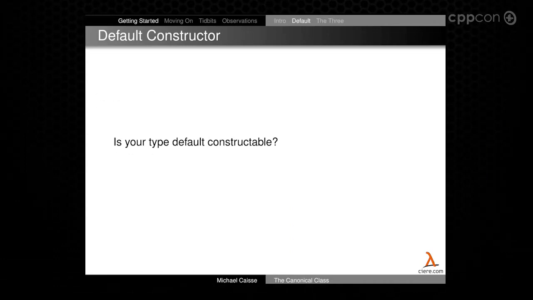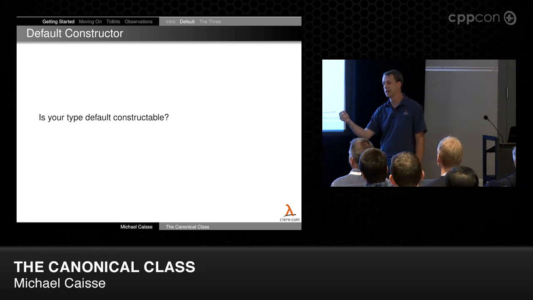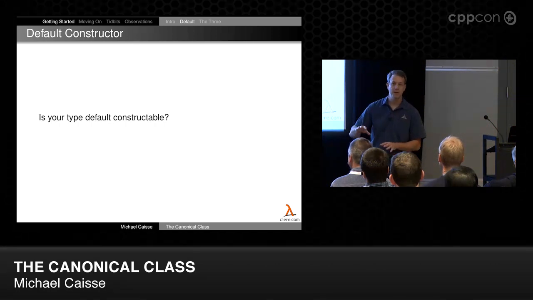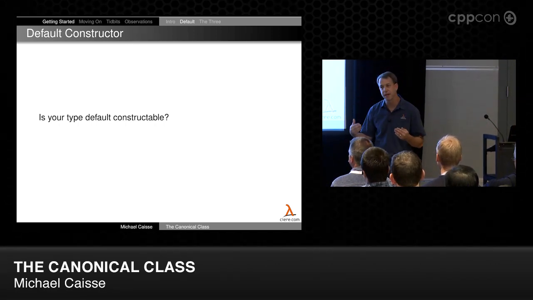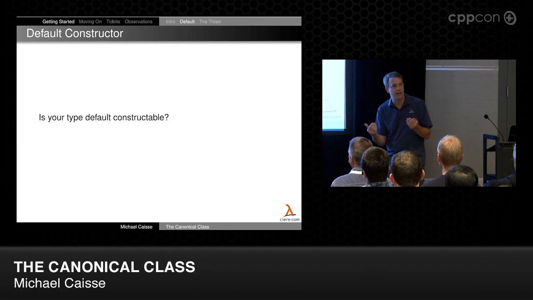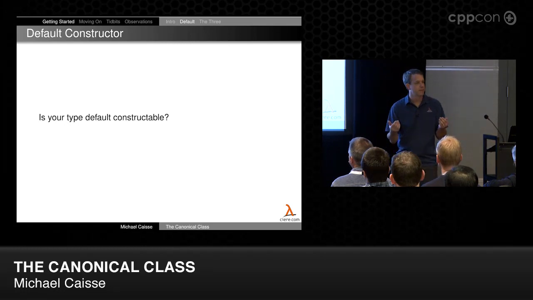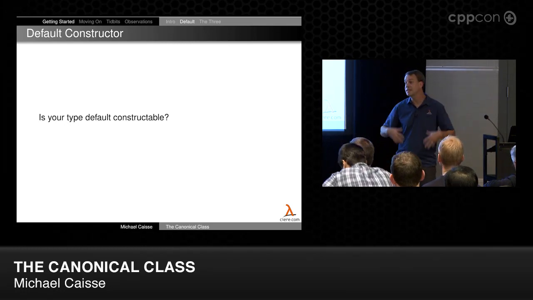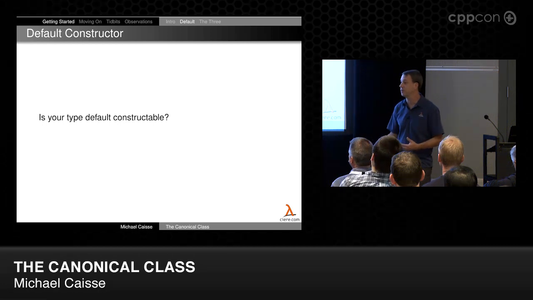I want you to think about first, is your type default constructible? I want you to think about the semantics of what it means to default construct your object. Not about what happens internally, all these members get default constructed. Don't worry about that initially. Initially think, the thing that I have, should it be default constructible? And what does it mean if I write a default constructor for it?